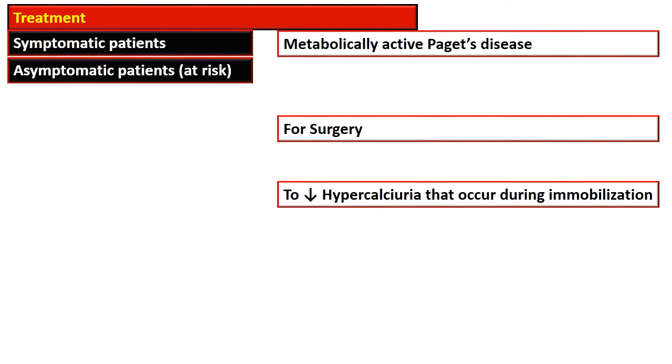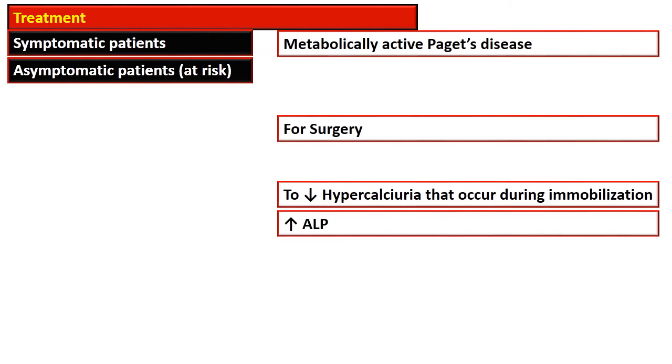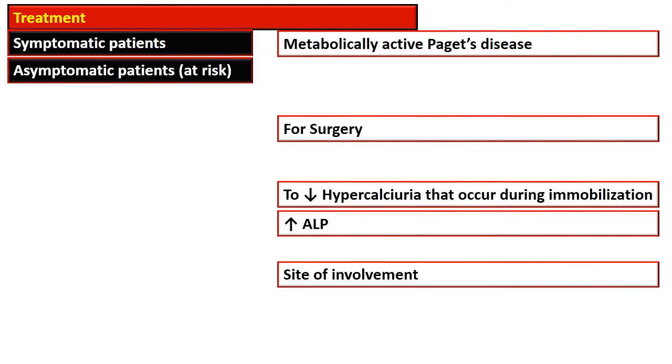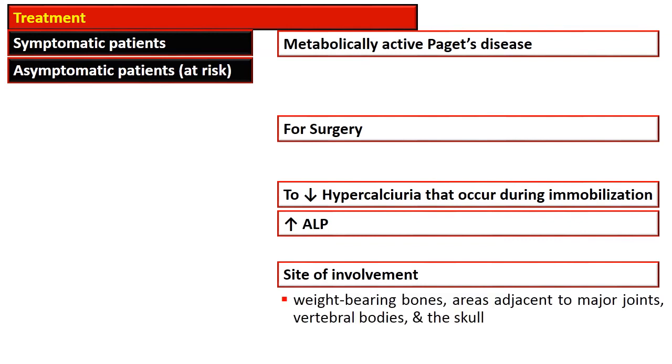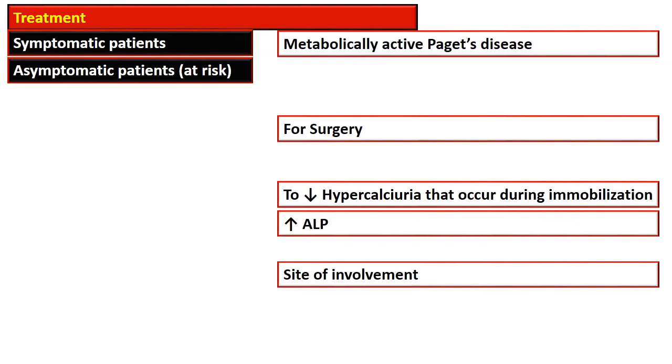It is also given to people who have been immobilized to decrease hypercalciuria, and it is also given in conditions where the alkaline phosphatase is increased, to reduce the complication frequency. If the site of involvement is the weight-bearing bone, areas adjacent to major joints, vertebral bodies and skull, the treatment should be started.